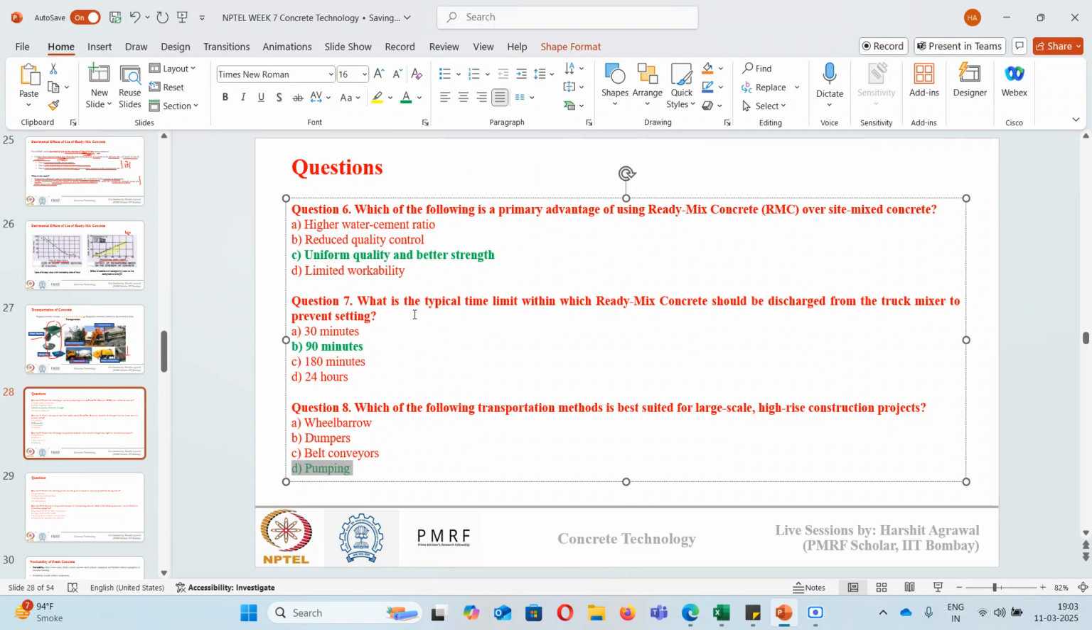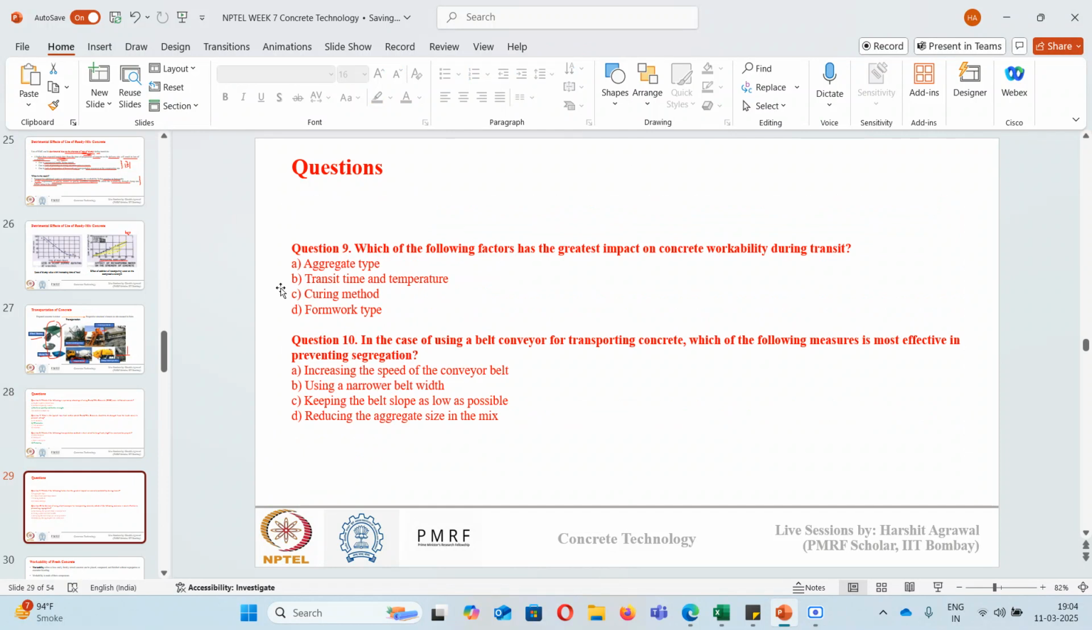Other methods like wheelbarrows, dumpers, and belt conveyors are also suited, but for short distance and ground level work. Okay, for large scale and high rise construction, pumping will be more suitable.